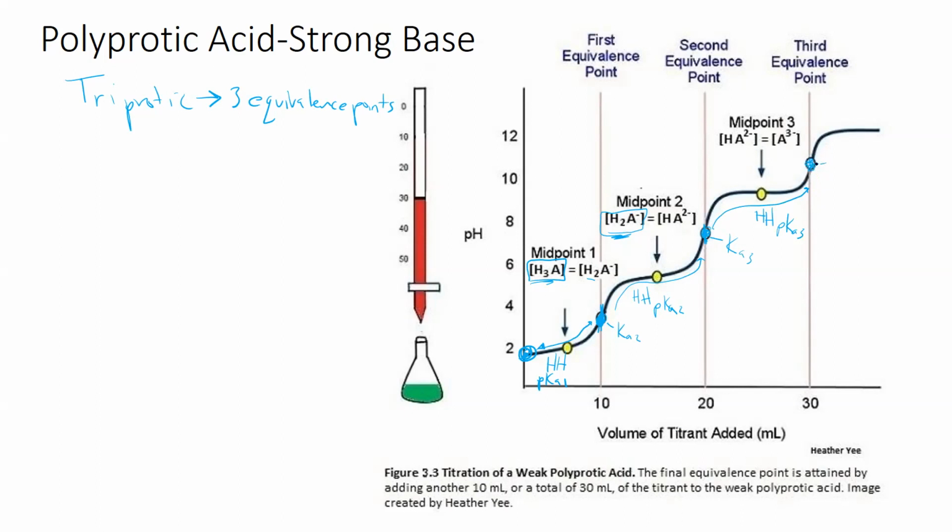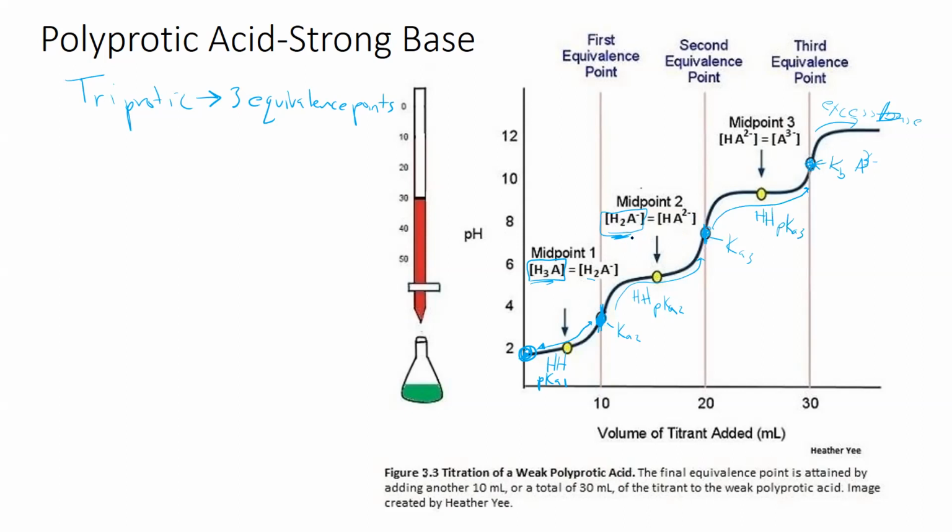And so to calculate that, you only have phosphate in solution. So you'd use Kb for A3 minus at that point. And if you go past that, again, this is now excess base. So the big difference is each of these, so you have now 3 equivalence points.